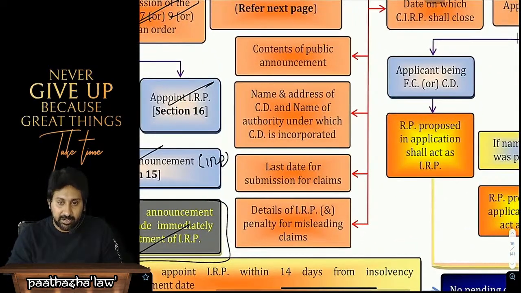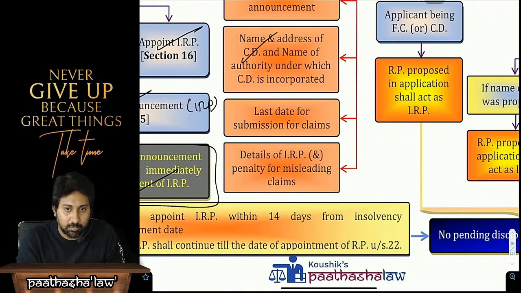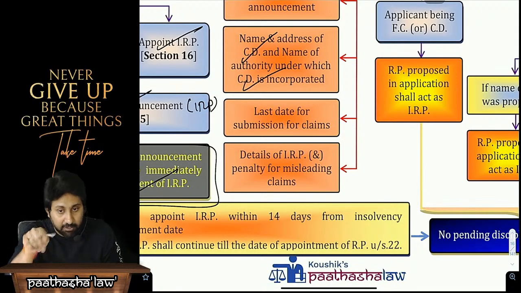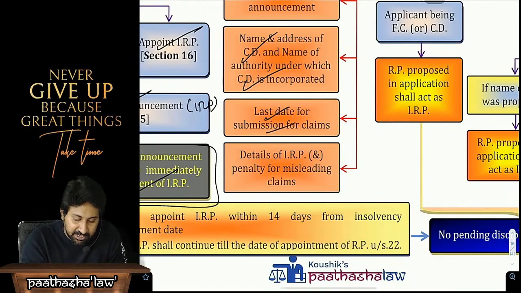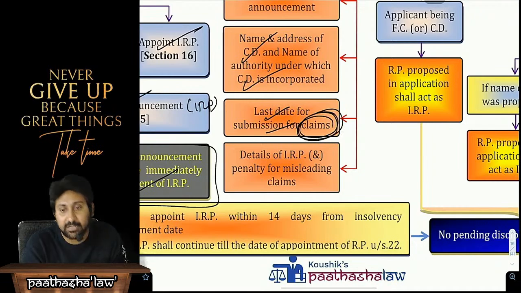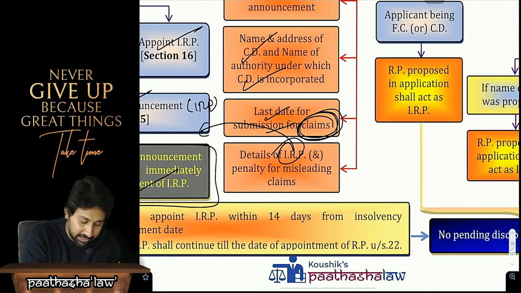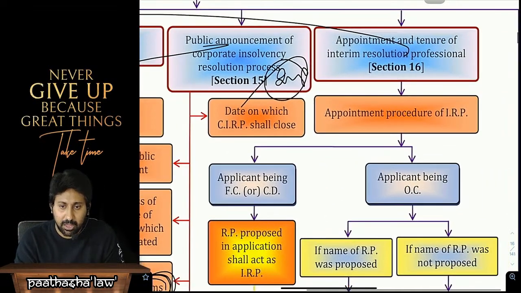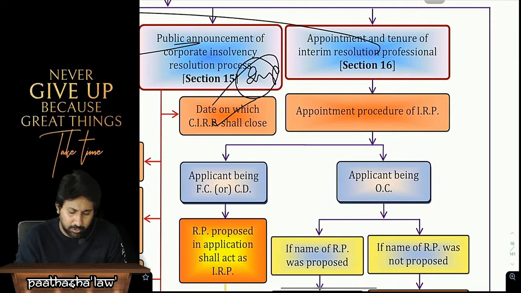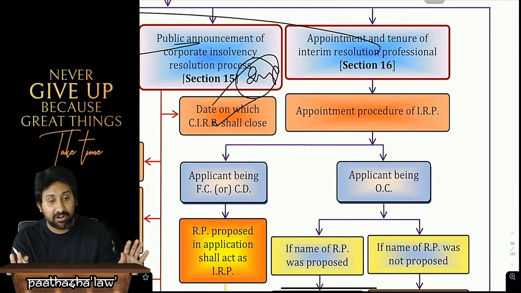Therefore, first, contents of public announcement. Name and address of the corporate debtor against whom, authority under which it is incorporated, name of ROC: ROC Hyderabad, ROC Chennai, ROC Coimbatore, whichever it is. Next, last date for submission of claims and details of IRP. And penalty for misleading claims. You need to give all the details. Next, the date on which CIRP is going to close. You should clearly tell that this will continue only for 180 days. It will not be for an indefinite period.